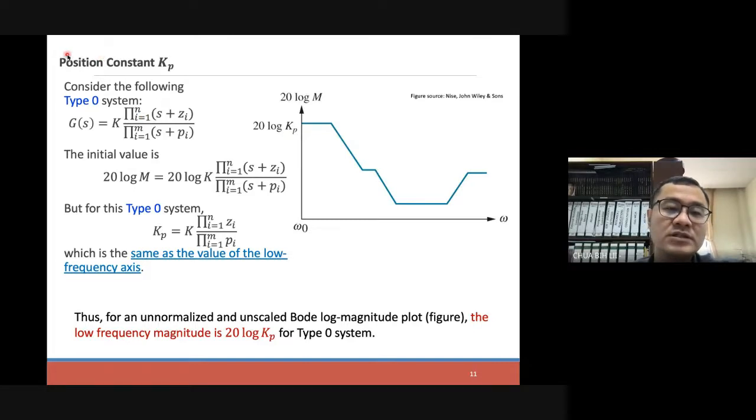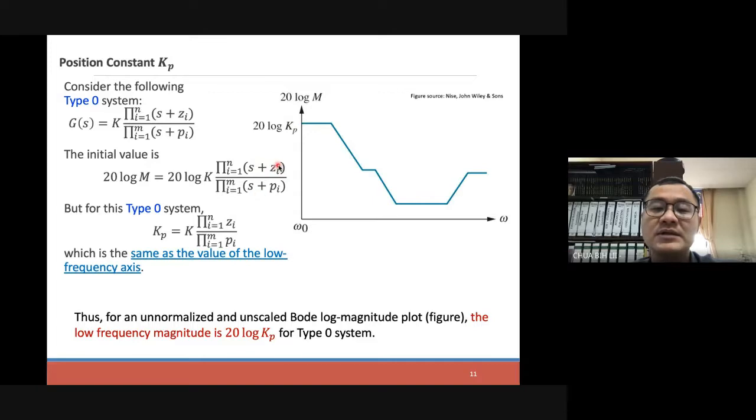For the position constant, the Kp itself, from the relationship we found that G(s) equals K with a product of all these summations of products of zeros divided by products of the poles. Since this is a type 0, initially it should be a flat line, a constant, where we would find that this Kp, since s is approaching 0, this would be 0.